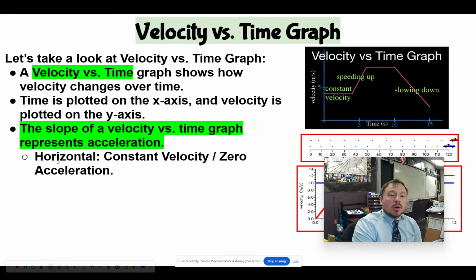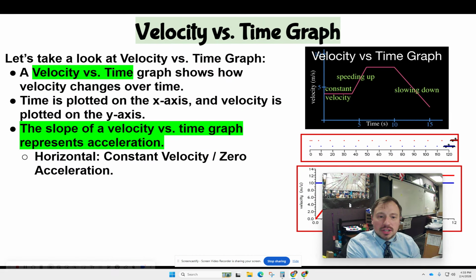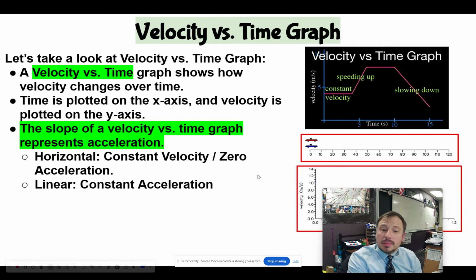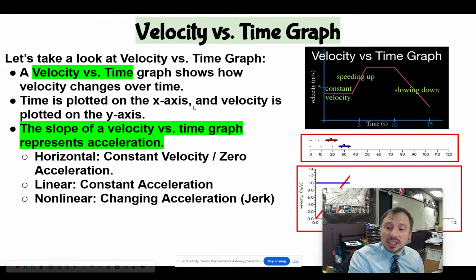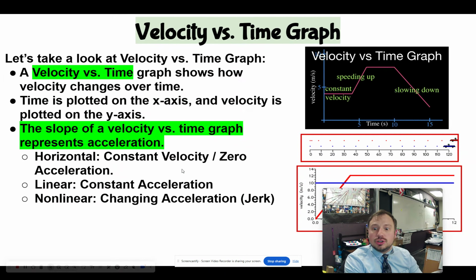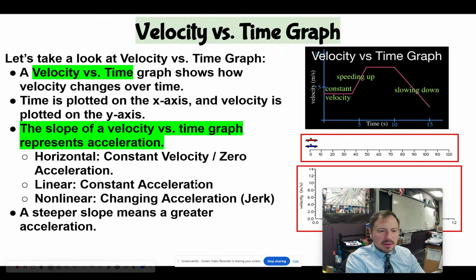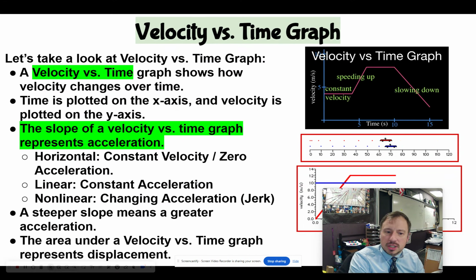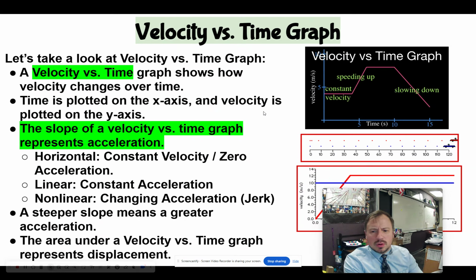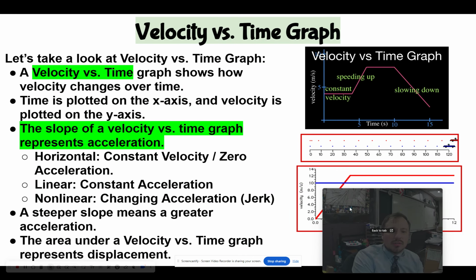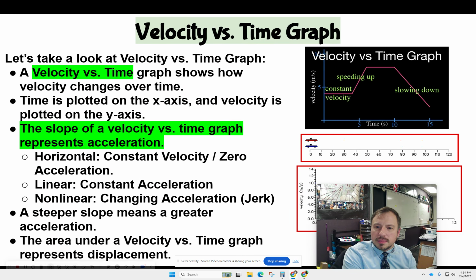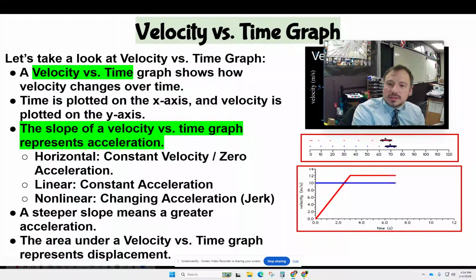Now, horizontal, straight left and right, means constant velocity, zero acceleration. Linear means constant acceleration. Nonlinear means you have changing acceleration, which is also called jerk, but we don't talk about that one too much. A steeper slope means a greater acceleration. And this one gets into calculus: the area under a velocity versus time graph represents displacement. But let's take a look at these graphics here.